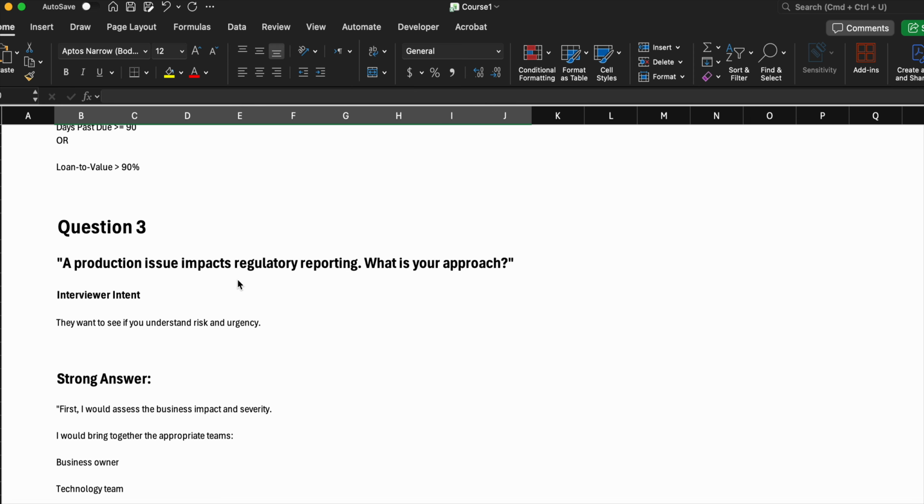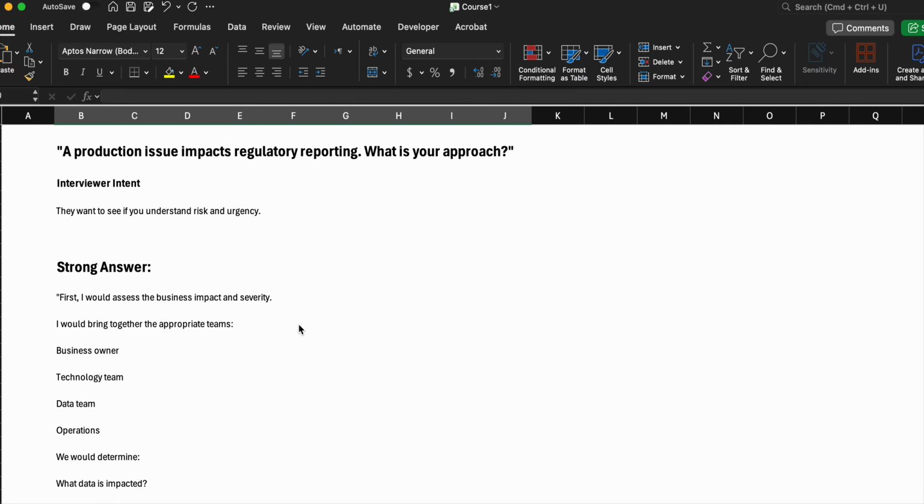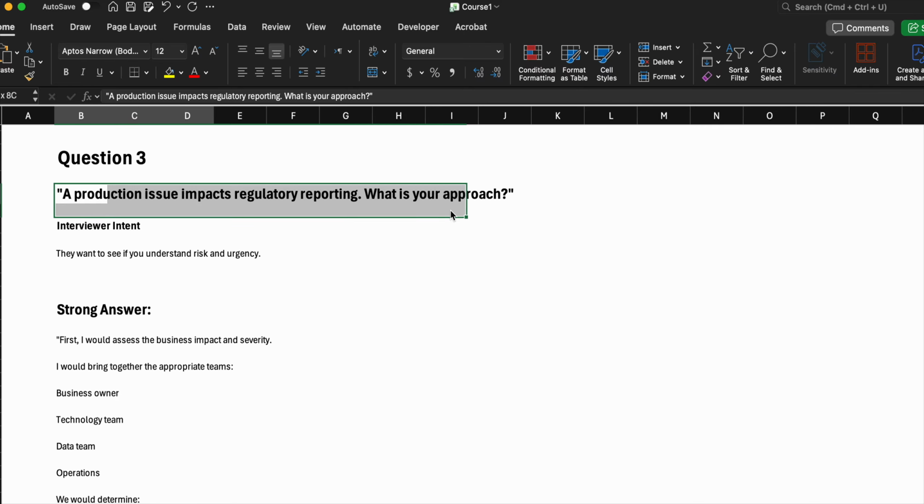Next question, a production issue impacts regulatory reporting. What was your approach? If you have not worked in production, it's similar to what happens when you get feedback during your review. After you build it, you show it to the stakeholders, and they say, hey, can you enhance it? Or, this is not what we intended. How do you handle that? It's the same thing. This is more critical because actual customers have seen the product, which is not good.